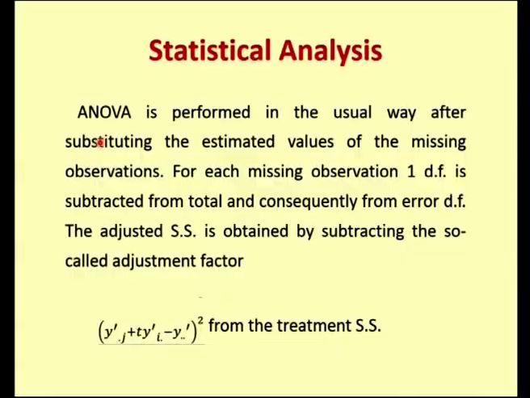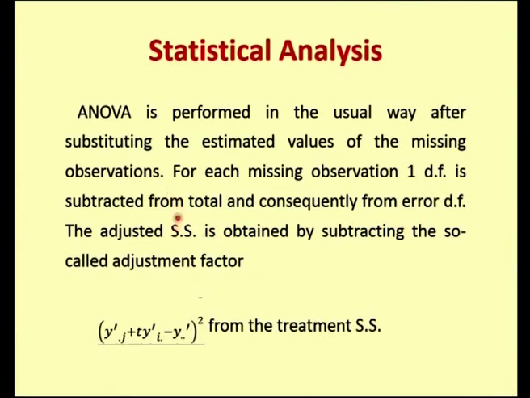And statistical analysis for missing plot. ANOVA is performed in the usual way after substituting the estimated values of the missing observations. For each missing observation, 1 degree of freedom is subtracted. So, that is the only difference. If one observation is missing, we have to subtract 1 degree of freedom from the total and the error as well. If two observations are missing, we have to subtract 2 degrees of freedom from the total and consequently from the error degrees of freedom.